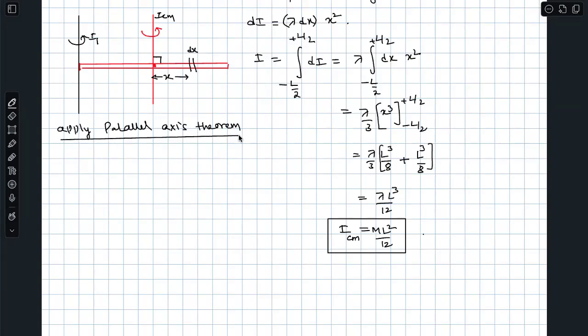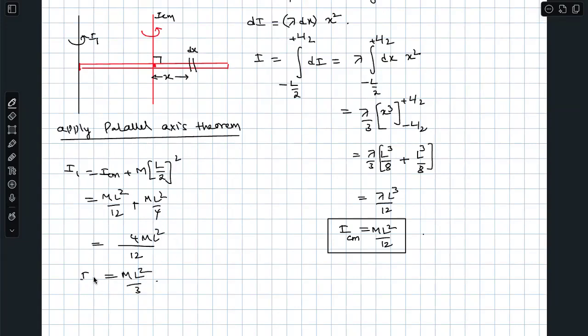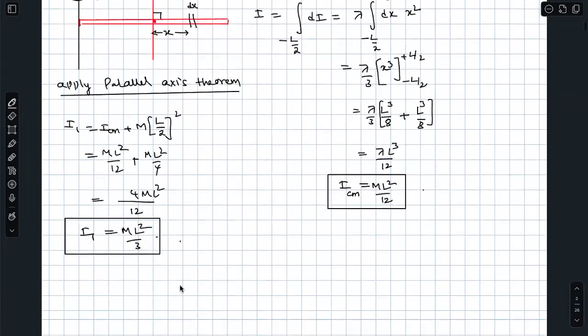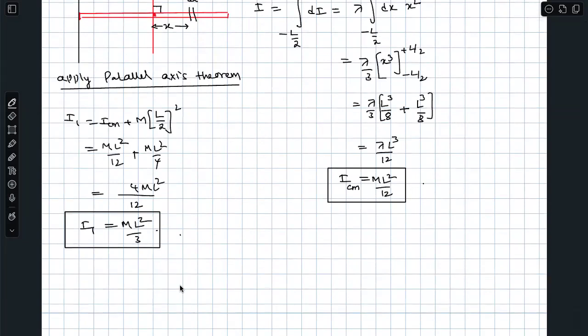By applying parallel axis theorem, I1 is equal to ICM plus M into (L by 2) whole square. This is nothing but ml square by 12 plus ml square by 4. Denominator is 12. 4 by 12 ml square, which is nothing but ml square by 3. That is I1. That is parallel axis theorem application.